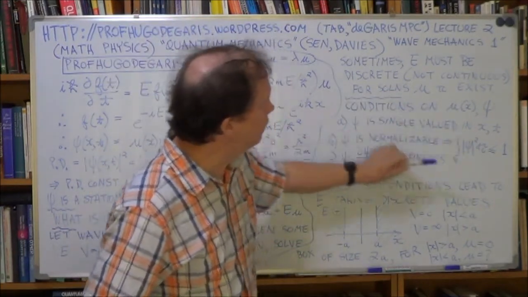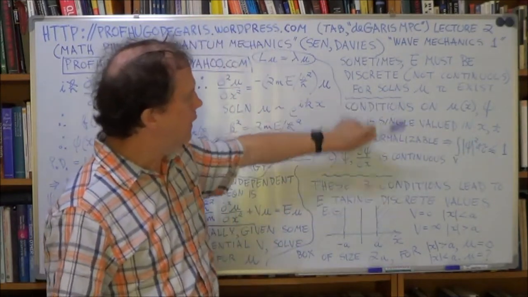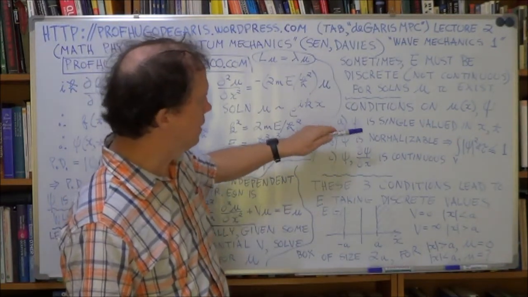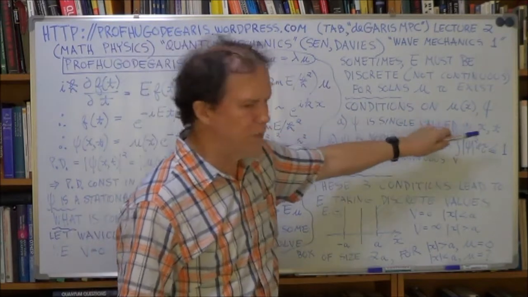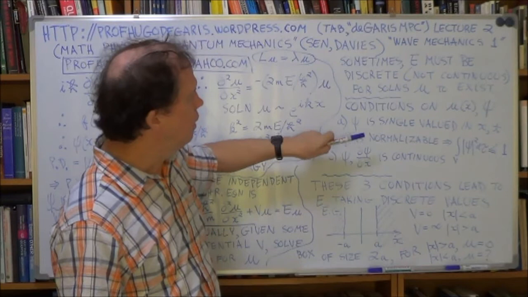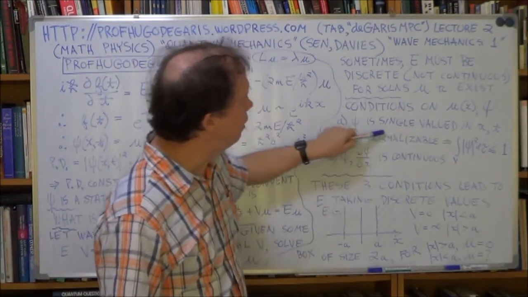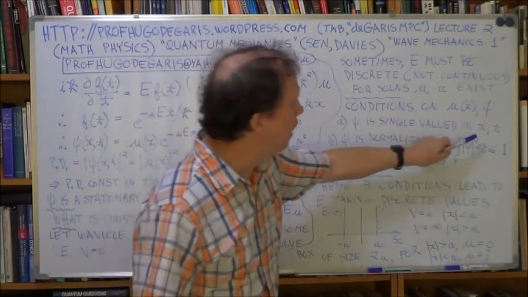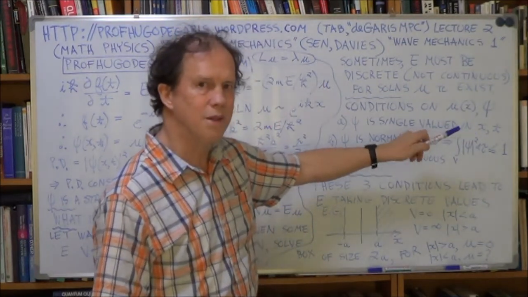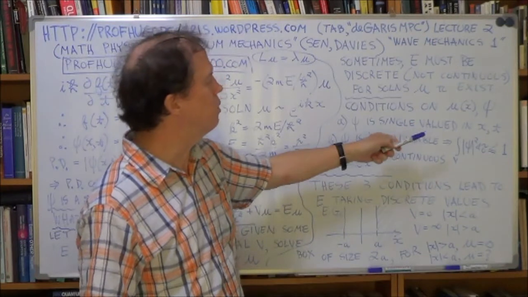Anyway, so these are kind of constraints of a mathematical nature, but that makes sense in a physical context as well. For example, this psi function, you want it to take a single value. You don't want it to have two values at some point at the same time. That seems a reasonable assumption to make.